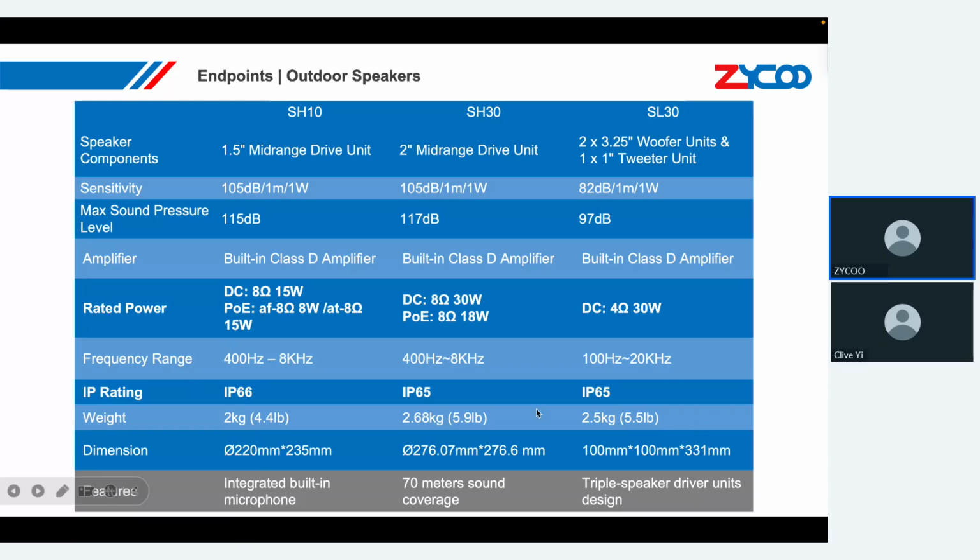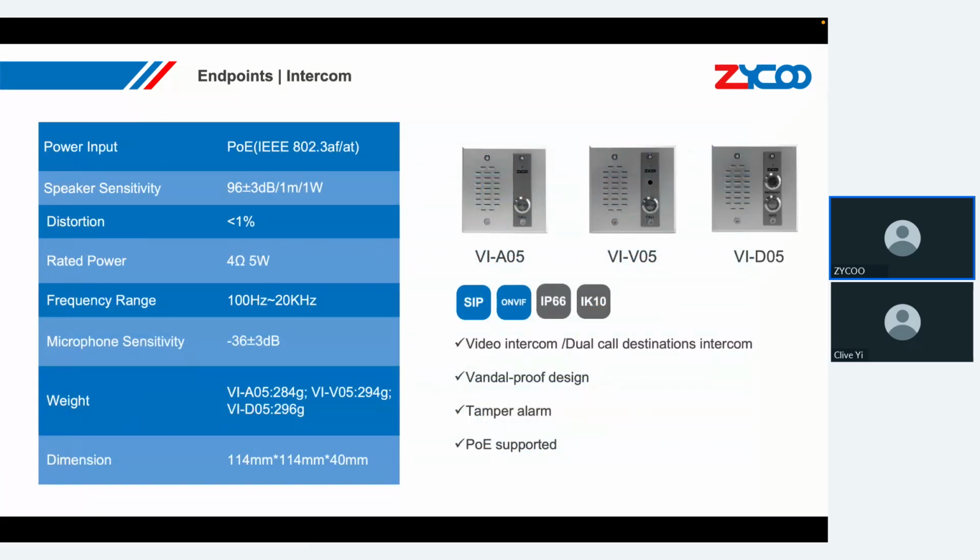And they are all IP rated. And the rated power is a bit different. As you can see, DC means direct current, or you can use the PoE line. So that's for the outdoor speakers. And for the intercom, in our solution, we mainly recommend this one, the VI-V05, the video intercom.